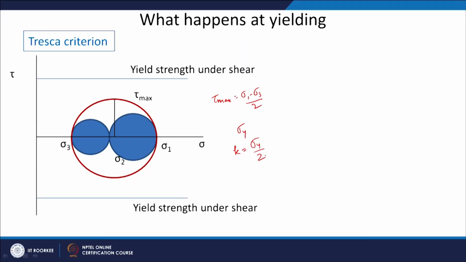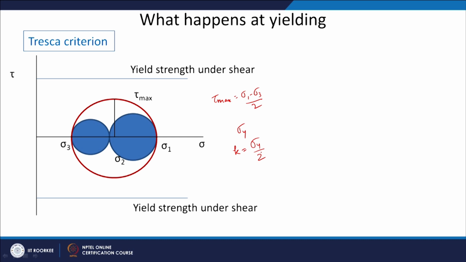For that, torsion kinds of experiments are there, where you give a torsion stress or torsion strain, and the yielding will take place under the shear stress condition. There is a relationship between the yield strength you get from a simple shear experiment and the tensile experiment, that will be k equal to sigma y by 2.